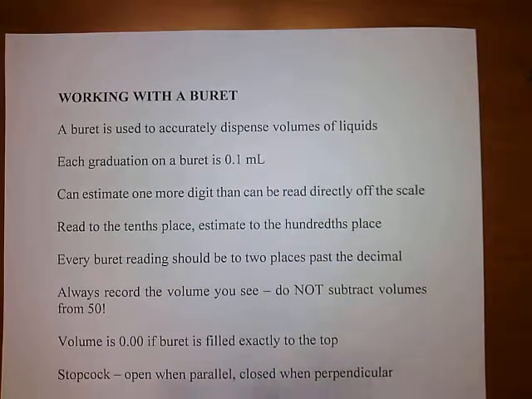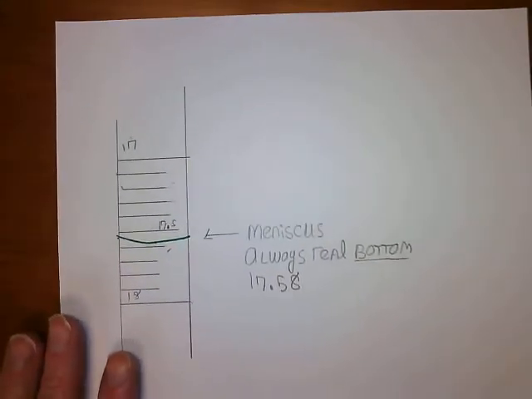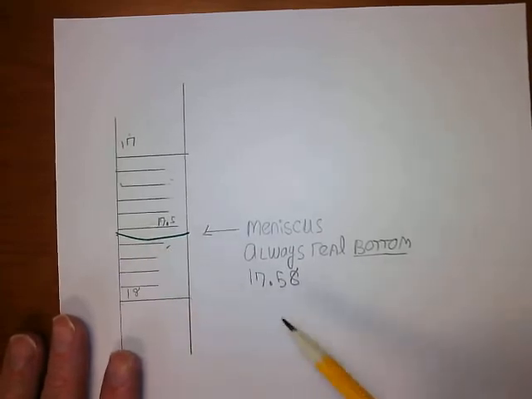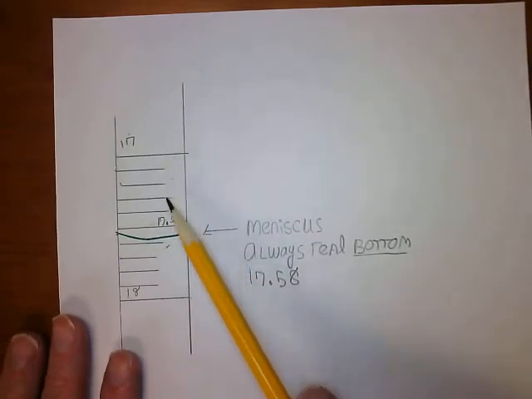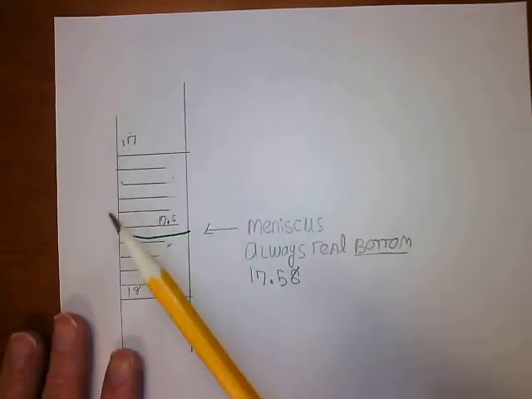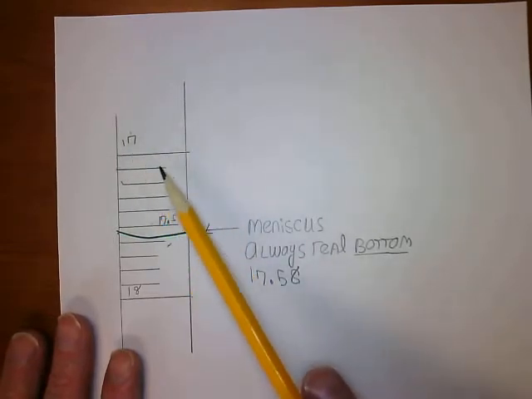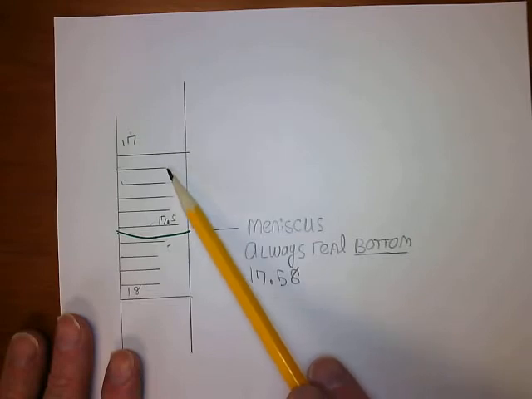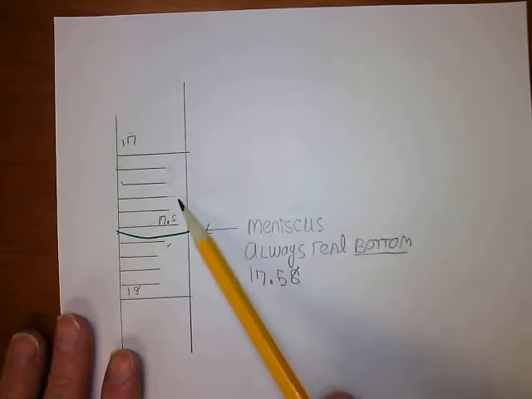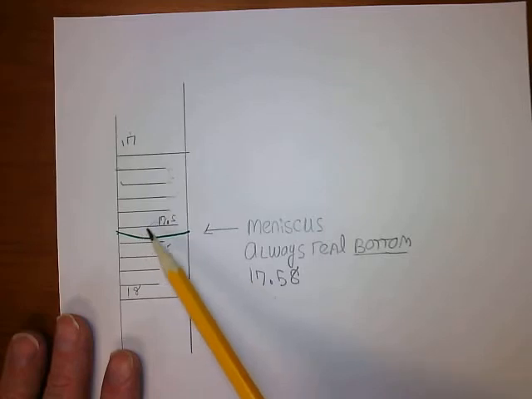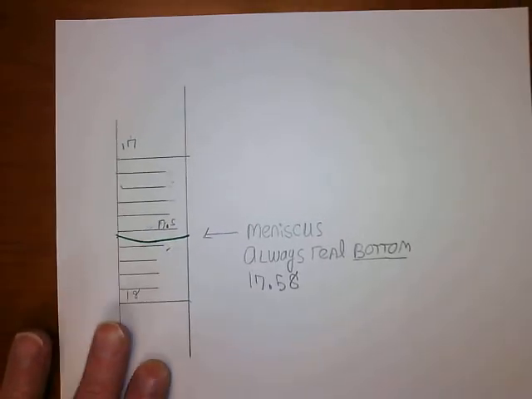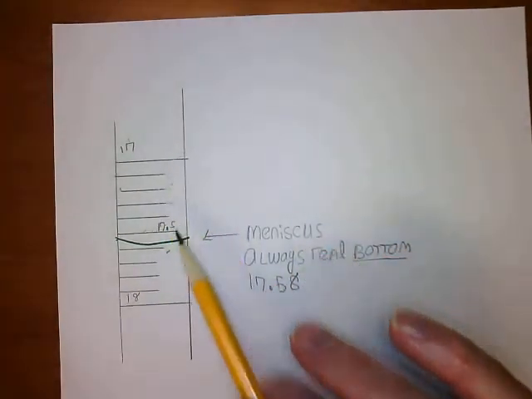1/10 of a mil. So if you look at a burette, a close-up of it would look something like this. So each one of these represents 1/10 of a mil. So this is 17, let's say. This would be 17.1, 17.2, 3, 4, 5. The 5 line is longer, 6, 7, 8, 9, and then down to 18. But each line represents 1/10 of a milliliter.